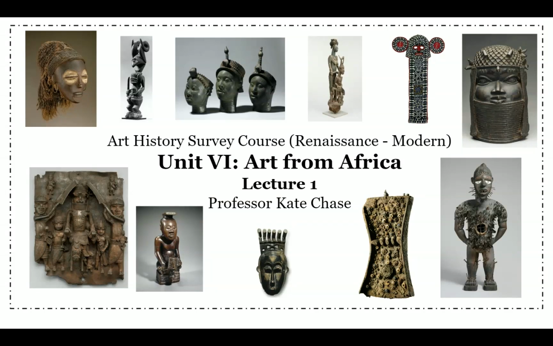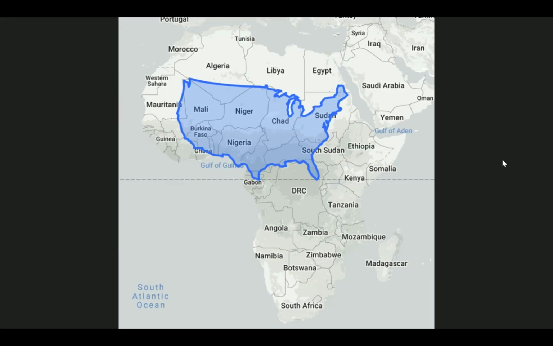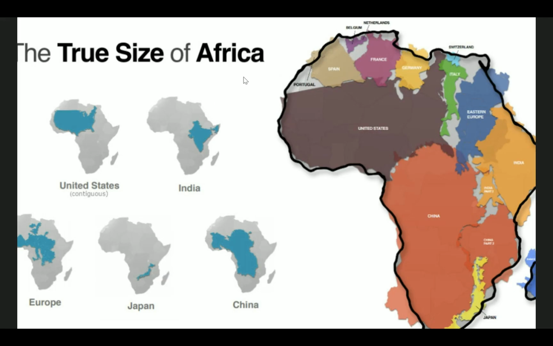And welcome to our first lecture on art from Africa. So, reminder, Africa is an entire continent, not a country, and it's so massive that just the east coast of our contiguous U.S. is basically the coastline of Somalia. So if we were looking at the true size of Africa, all of these countries, USA, China, India, Eastern Europe, etc., all of them would fit into the continent of Africa.